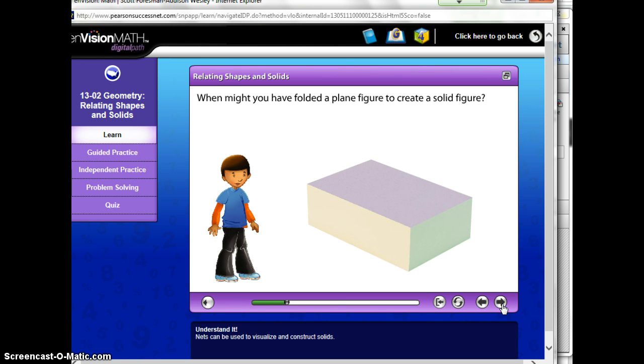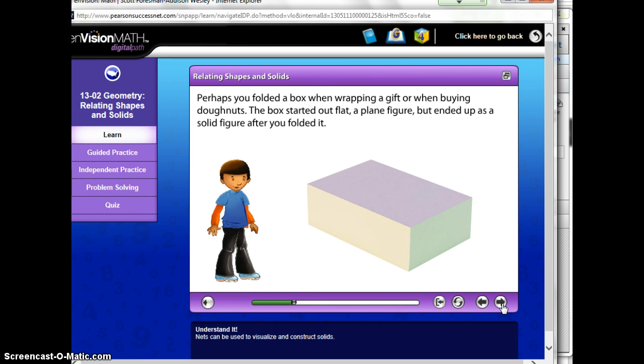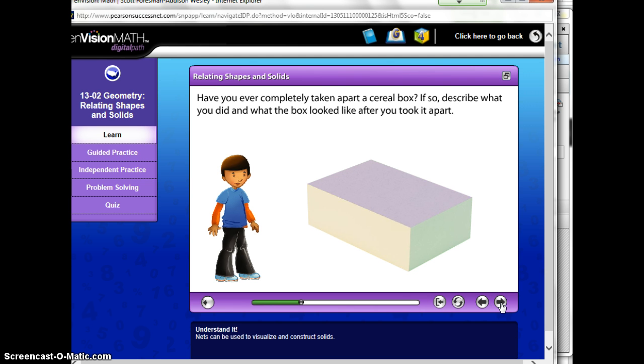Now, during the holidays, you and I probably have both used wrapping paper to cover a box. But when we do that, we tend to overlap paper. What if we had to cover a box with wrapping paper and we couldn't overlap anywhere? Now, that would be tough, wouldn't it? That's what making a net is. Perhaps you folded a box when wrapping a gift or when you bought donuts. It started out flat, like a plane figure, but ended up as a solid.